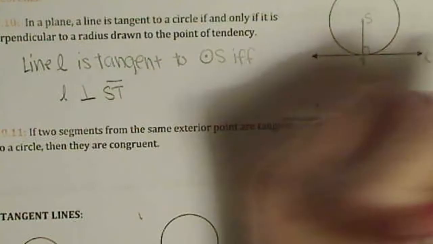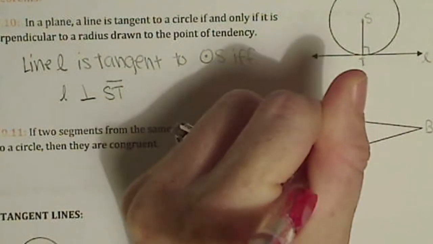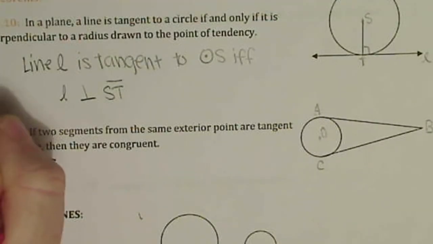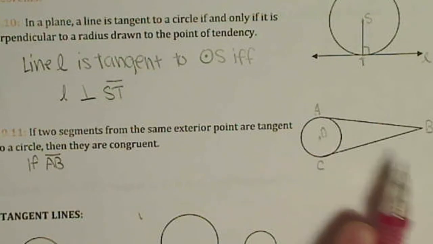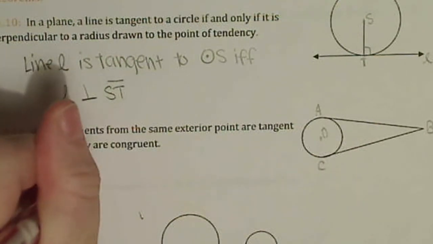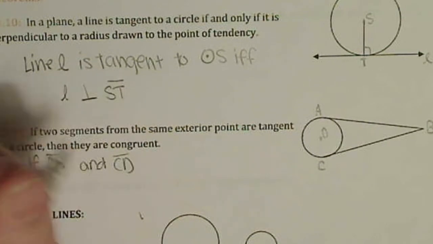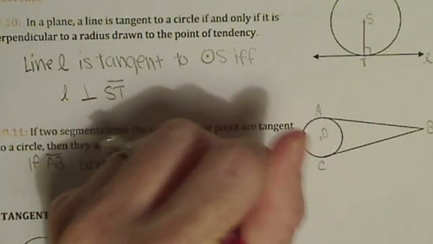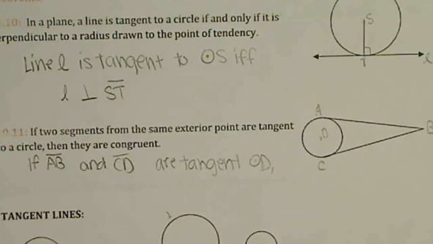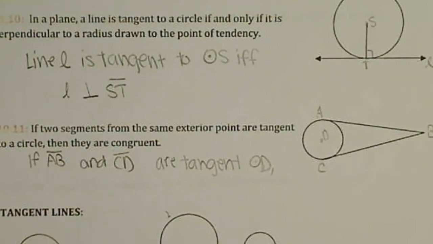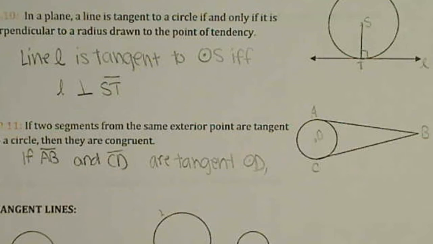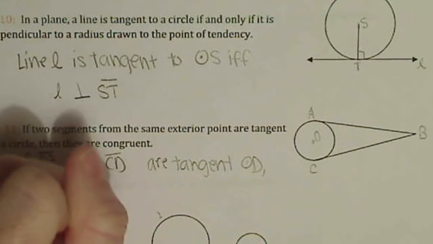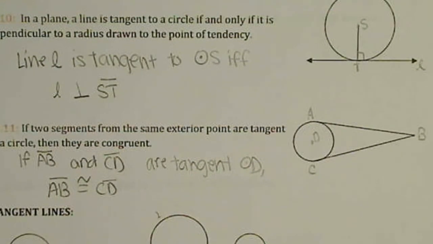And this one involves two lines, two tangents. What this says is if AB, this tangent line over here, and CD are both tangent to circle D, then obviously they both touch it and they both have point B in common, so because of that they are both going to be congruent. So then these would be congruent.